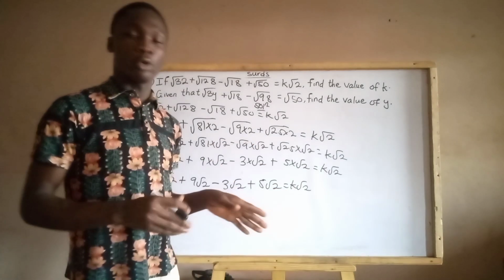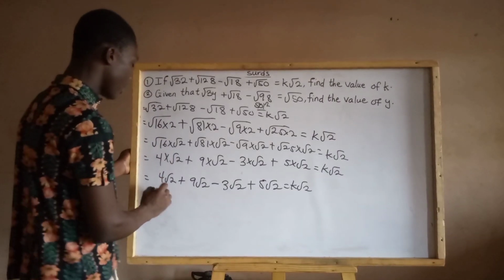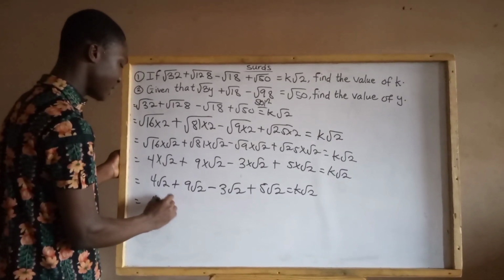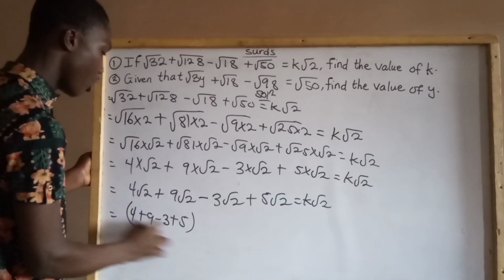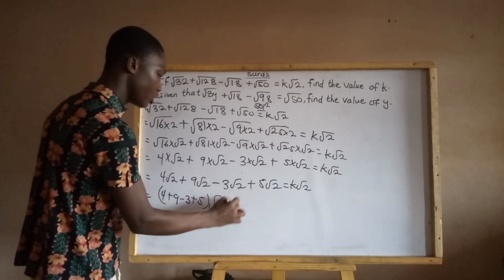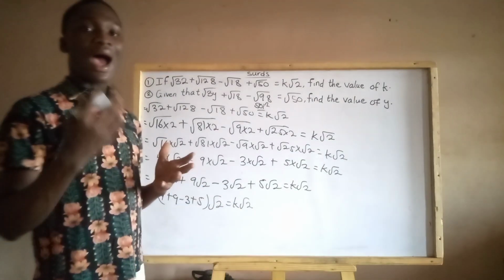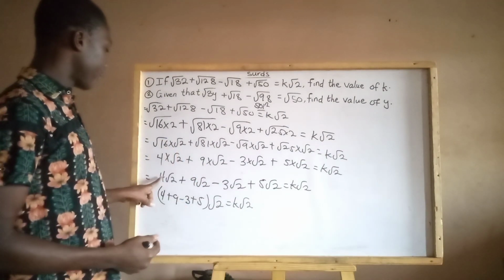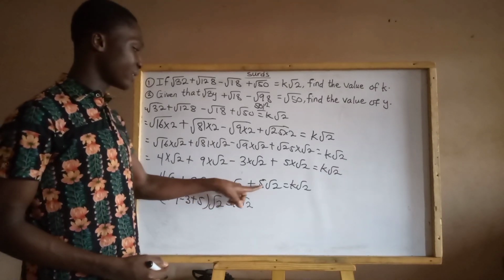So you can either add or subtract from this section. So now you have 4 plus 8 minus 3 plus 5, all times root 2, is equal to k root 2. Since they have the same root, for adding or subtraction, we take 4 plus 8 minus 3 plus 5.